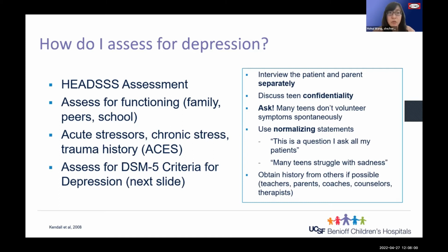The way to assess for depression after doing the screening is first you interview the patient and parent together briefly to get a collective sense of what's been going on, and then separate the patient and parent. You will discuss confidentiality with your teenager. Usually the way I talk about it is I first ask them what their understanding of confidentiality is. Some of them surprisingly know quite well what it covers.